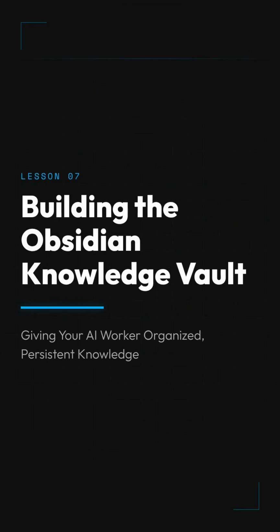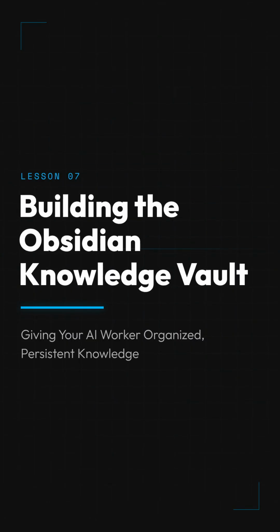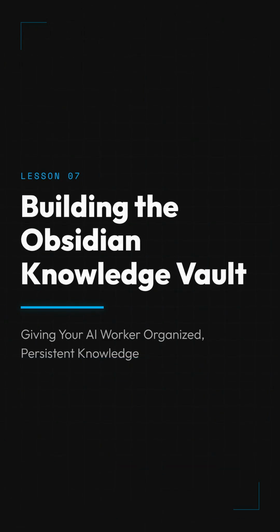Welcome back. In Lesson 7, we are going to build the most critical internal layer of your agentic system, the Obsidian Knowledge Vault. This is how we give your AI worker a private, organized, and durable source of truth. Alex now knows who Alex is. The role is defined, the responsibilities are clear, and the boundaries are in place.